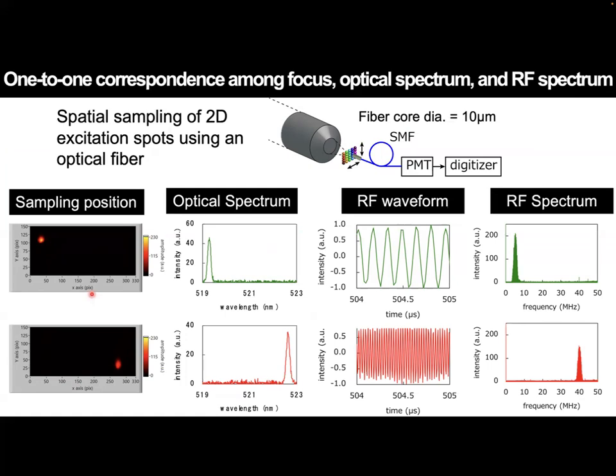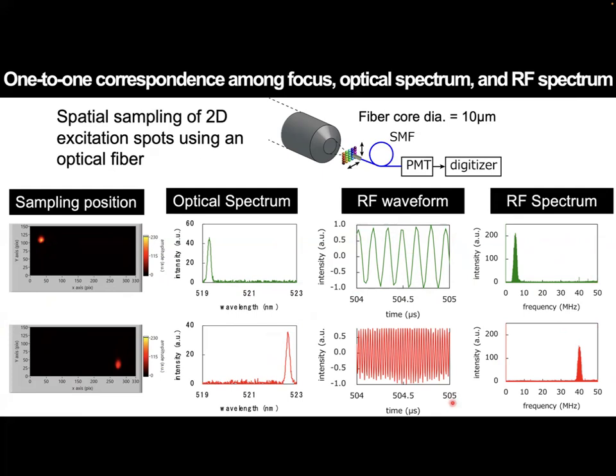One is top left here, and the other is bottom right here. The optical spectra obtained at each position show a clear spatial dependence, like here and here. And these are the temporal waveform of the RF beat signal and the Fourier-transformed RF spectrum, like here, with the frequency range from 0 to 50 megahertz.